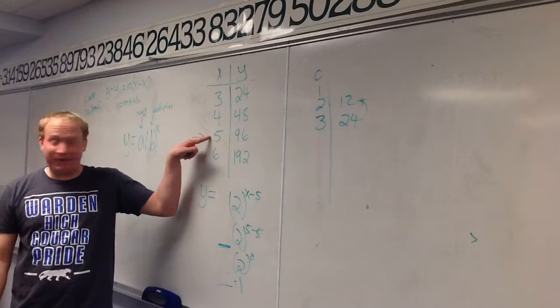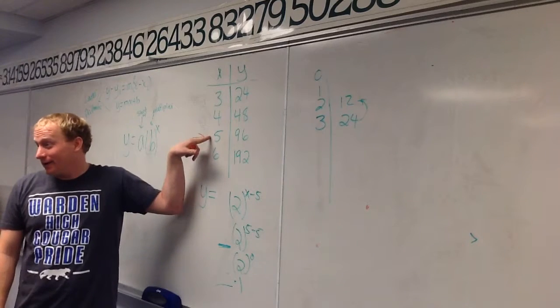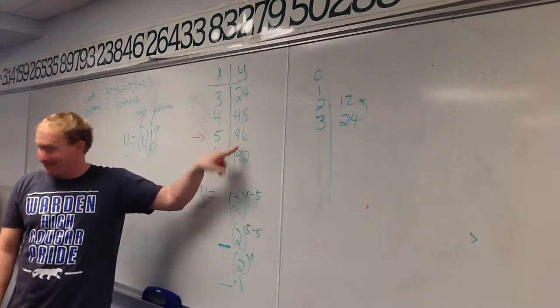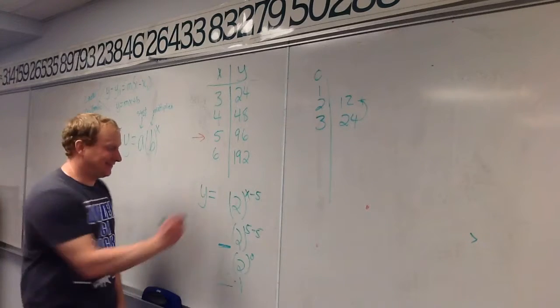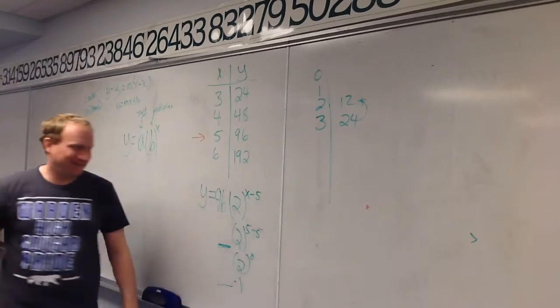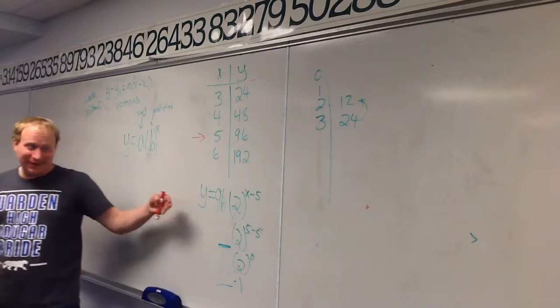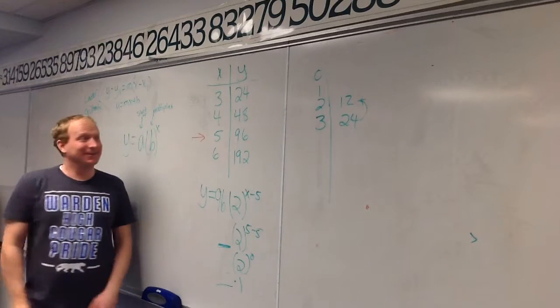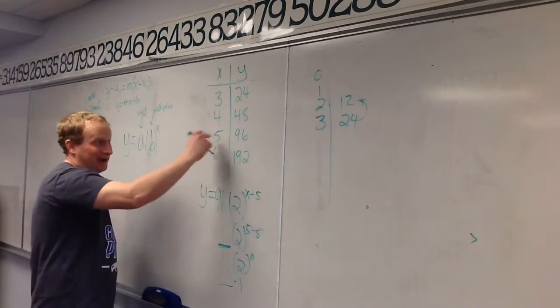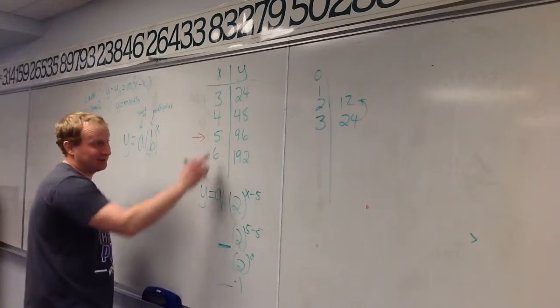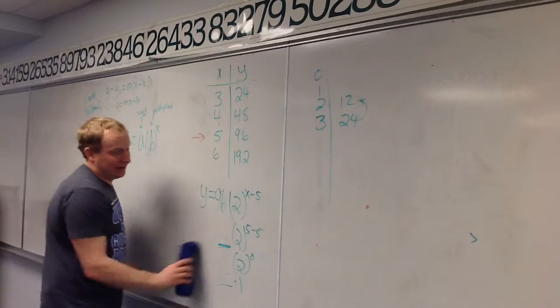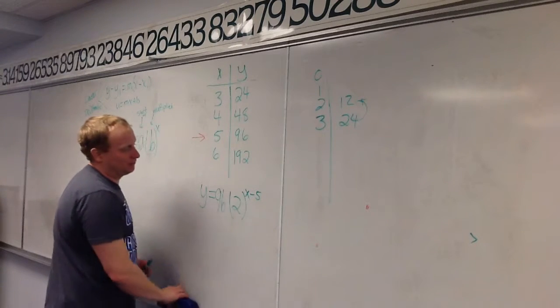If you plug in 5 for x, what are you supposed to get for y? 96. 1 times what will give you 96? Oh, I see. 96 times 1. So you could use that for the rule and it works. Because 5 minus 5 is 0, 2 to the 0th is 1, 1 times 96, you get 96. And if you do the other ones, it'll still work.